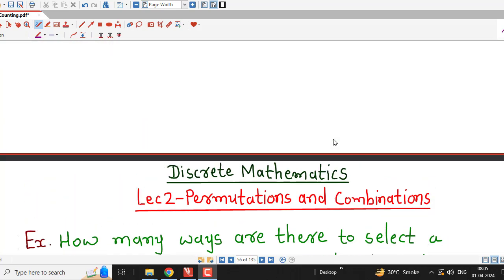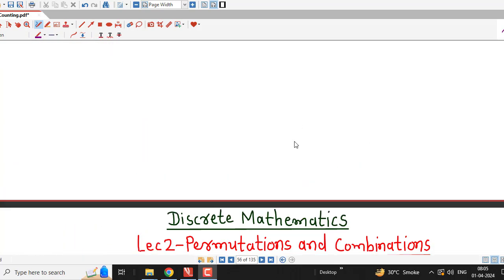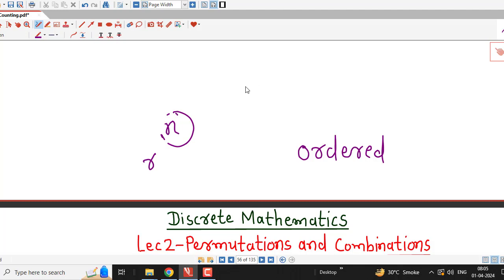In the previous lecture we took the idea about permutation, and we know that permutation is an ordered arrangement of given objects. If we have n objects and we want to consider the arrangement of r objects out of the given n objects without repetition, then the total number of arrangements is given by nPr, and the formula is n factorial divided by (n minus r) factorial.